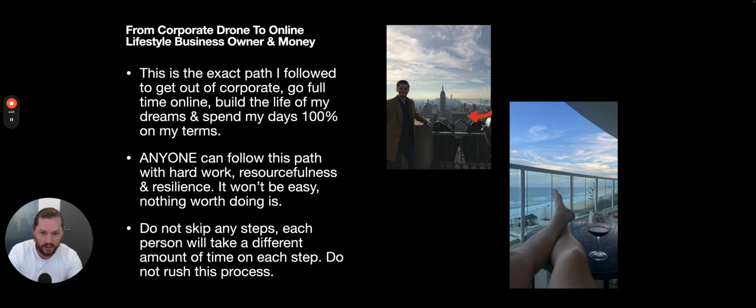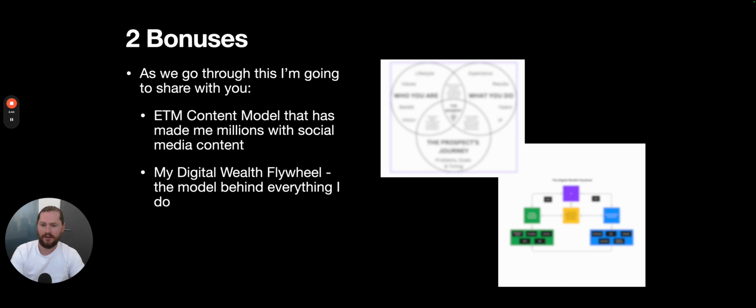I think they're each critical, and are in the critical place that they need to be as part of the overall process. Each person will take a different amount of time on each step. I mentioned that, and it's critical. Do not rush the process. Where the next person next to you is at, it doesn't matter. How quickly they move through things, it doesn't matter. This is an individual journey for every person that decides to embark down this path.